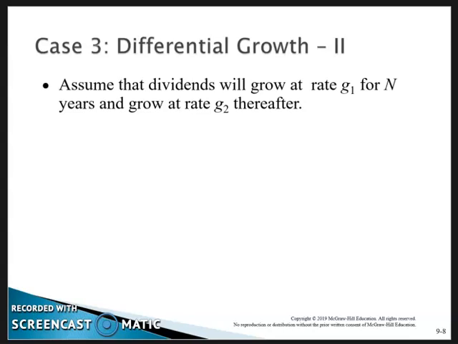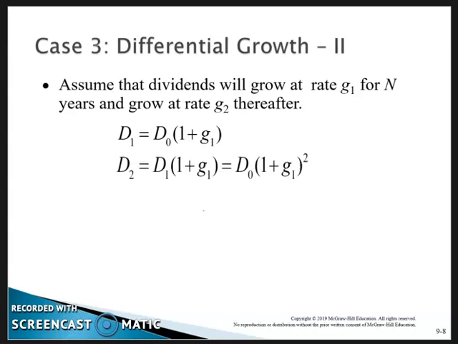In the example here, we're going to have dividends grow at G1 for some years, and then grow at G2 thereafter. So D1 is just D0 multiplied by 1 plus G, just the same as we've been through. D2 is D1 multiplied by 1 plus G, or D0 times 1 plus G squared. So we can go out as far as we need to.